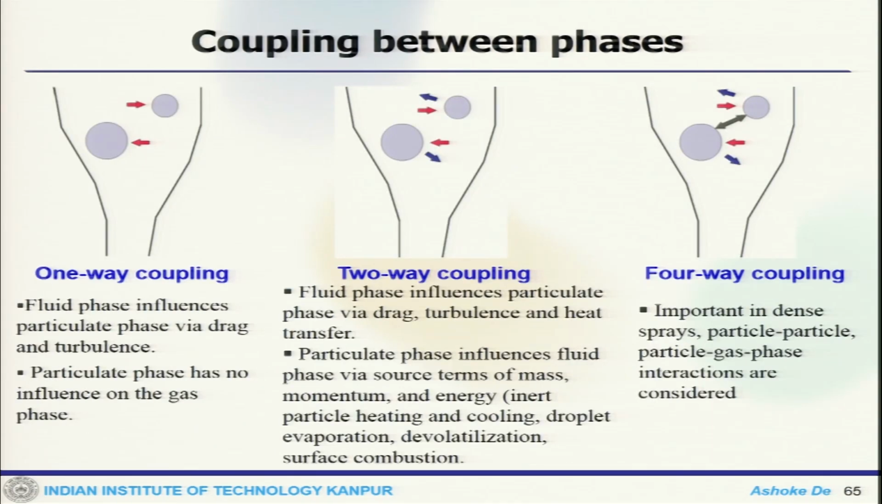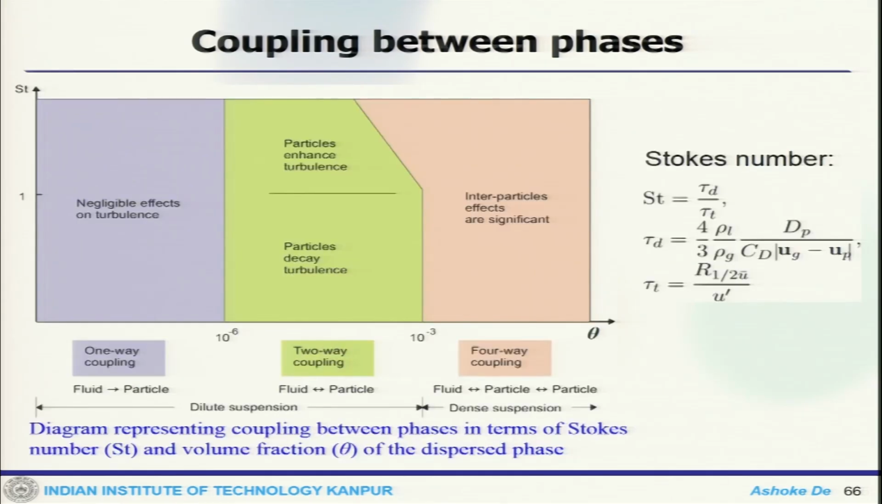Now, for the coupling process, there could be one-way coupling, where the fluid phase influences the particle phase via drag and turbulence and the particle phase has no influence, or two-way coupling, where the fluid phase influences the liquid phase and the liquid phase also influences the fluid phase, and four-way coupling. This is in dense spray, where particle and gas phase interactions are all important. So there are multiple ways one can couple this, and this picture will give you an idea: here you have a negligible effect of turbulence, which is one-way coupling, and this is where particles enhance turbulence and particles decay turbulence.